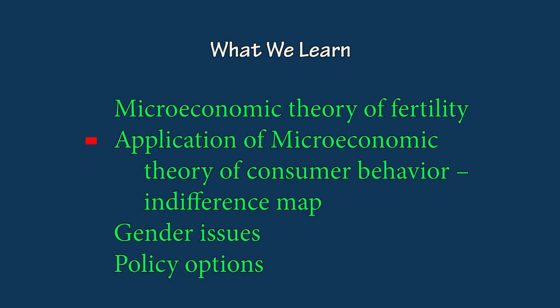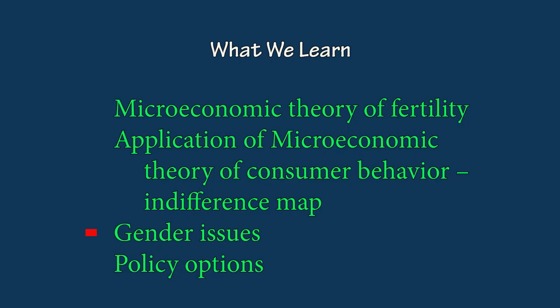We are going to first try to understand how to apply microeconomic theory. We'll revise a bit of the microeconomic theory of consumer behavior. Then we will do the model on the microeconomic theory of fertility, and then we'll try to connect it with the gender issues, and at last we'll discuss several policy options. Now, before we proceed, there are some terminologies. Let us cover these terminologies. It will help us understand the concepts better, right?